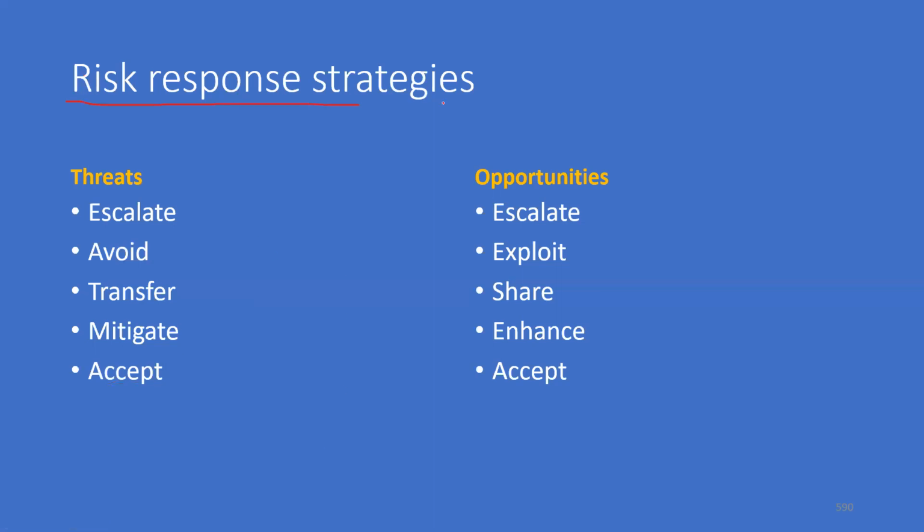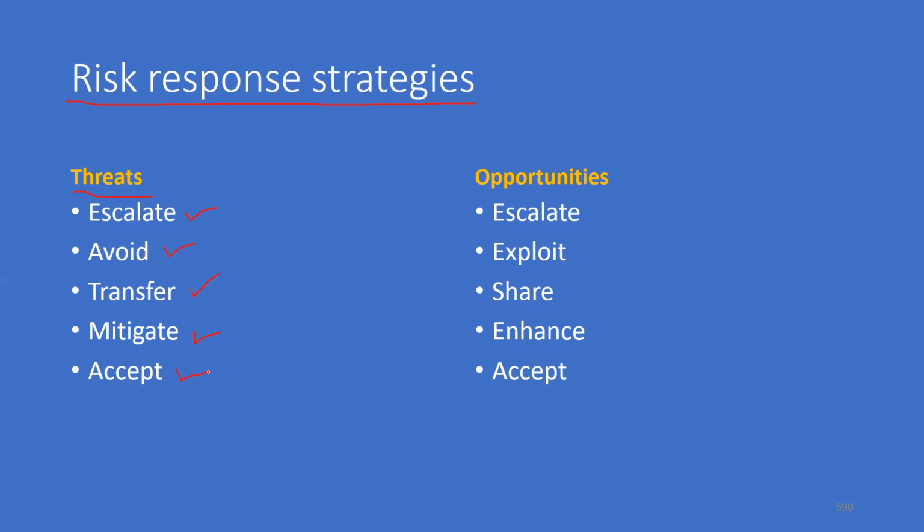Risk response strategies for threats: we can escalate to the next level, we can avoid them, or we can transfer that risk to somebody else through insurance. Or we can take actions to mitigate the risk by reducing the probability or the impact, or by reducing both the probability and impact. And sometimes we accept the risk, saying I'm willing to take it. So if it is happening, let it happen, kind of thing.